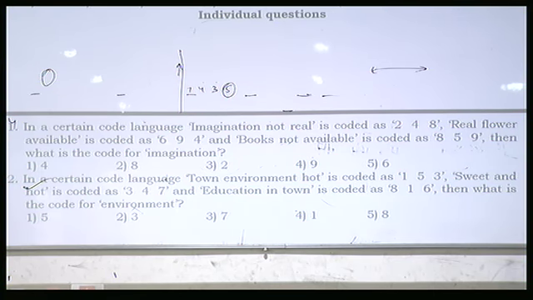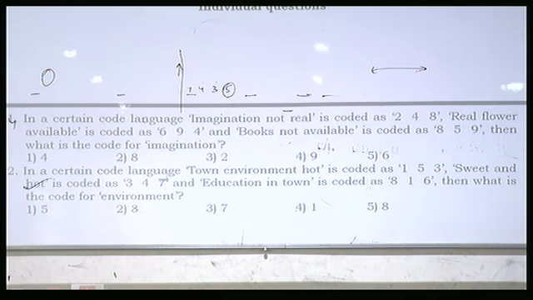Imagination not real, real flower available, books not available. Then what is the code for imagination? As it is given in the examination. Tell me, how are we doing this? Has anyone done this? Tell me, how long?